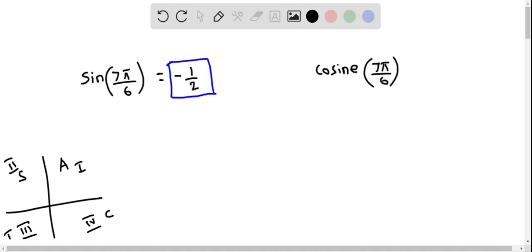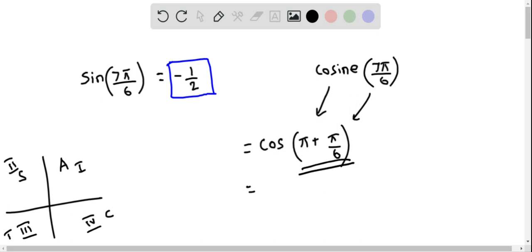Now let's determine the value of cosine of 7 pi over 6. So this can also be written as cosine of pi plus pi over 6. Basically, I have written this 7 pi over 6 as pi plus pi over 6, which we have already seen. So this is still in quadrant 3 because any angle which is in the form of pi plus pi over 6 will lie in quadrant 3.